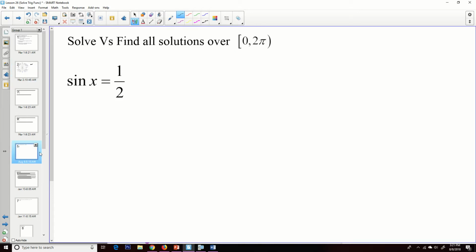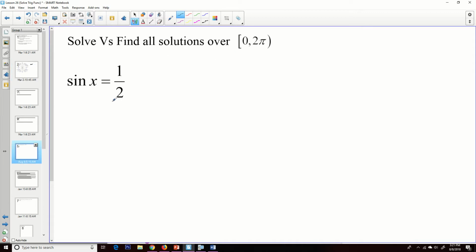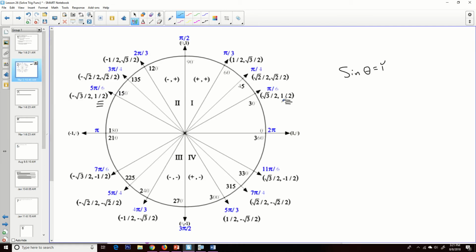So when they say solve the equation, it's very likely that you're going to have more than one solution. Now, there are two different ways they're going to ask this question. They're going to say solve, and find all solutions over 0 to 2 pi. Now, find all the solutions over 0 to 2 pi is the easy one because we're just looking at the unit circle. And we've already said that there are two values that make that true.